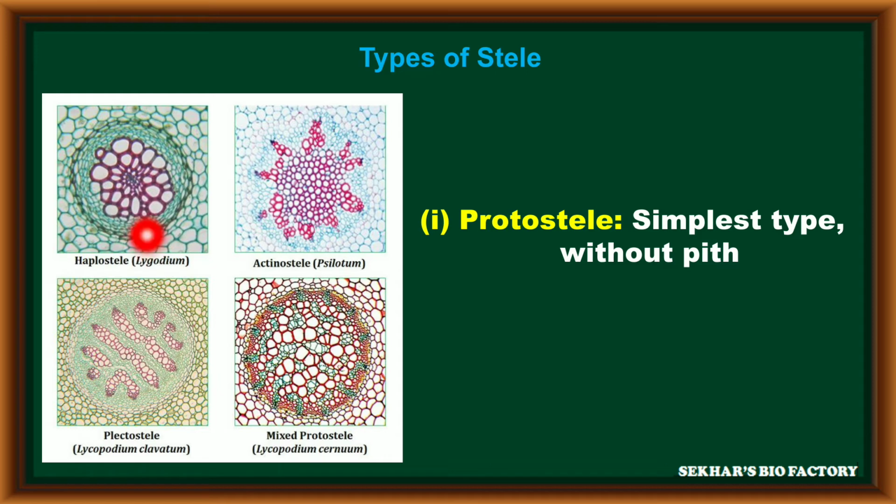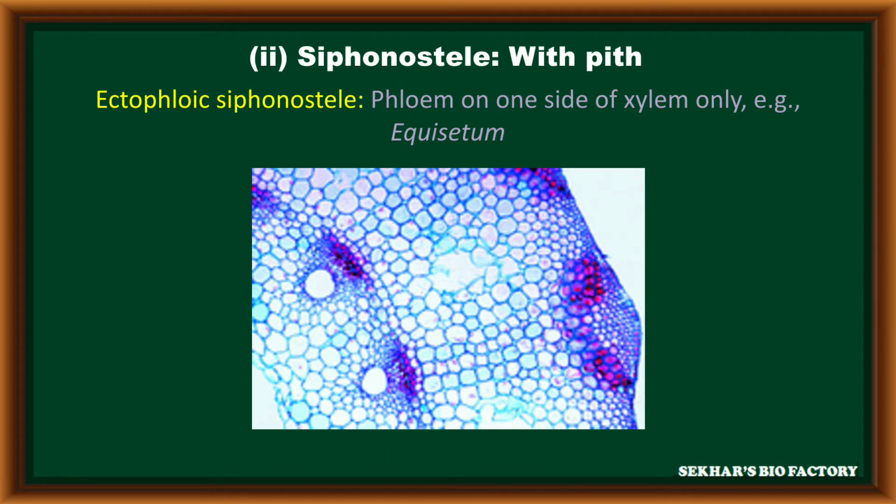In this, haplostele is observed in Lygodium, actinostele is observed in Psilotum, plectostele is present in Lycopodium clavatum, and mixed protostele is seen in Lycopodium serratum. The second type of stele is ectophloic siphonostele. In this type, phloem is present on one side of the xylem only. Example, Equisetum.